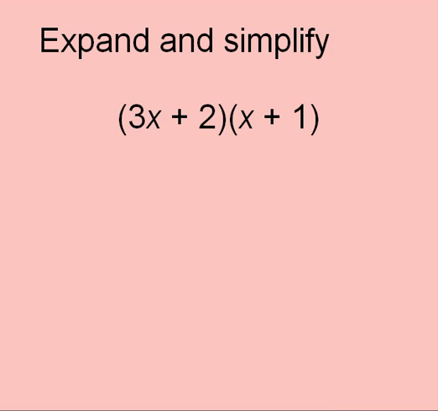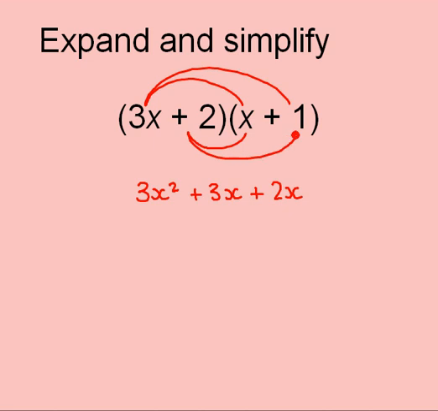This question is similar, but a bit more tricky because I've got this 3 in front of the x here. I still do it in the same way. So I've got 3x times x, which is 3x squared, 3x times plus 1, which is plus 3x, plus 2 times x, which is plus 2x, and plus 2 times plus 1, which is plus 2. Now I need to simplify. I've got 3x squared, plus 3x plus 2x, that's plus 5x, plus 2. So this is my final answer.